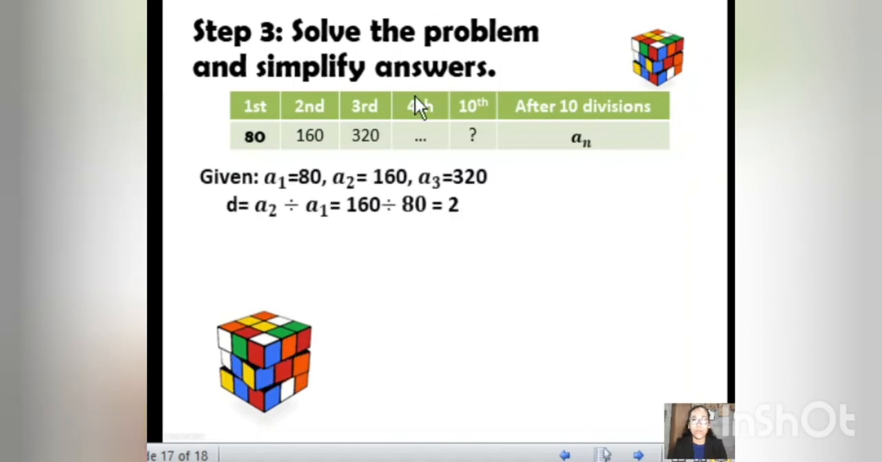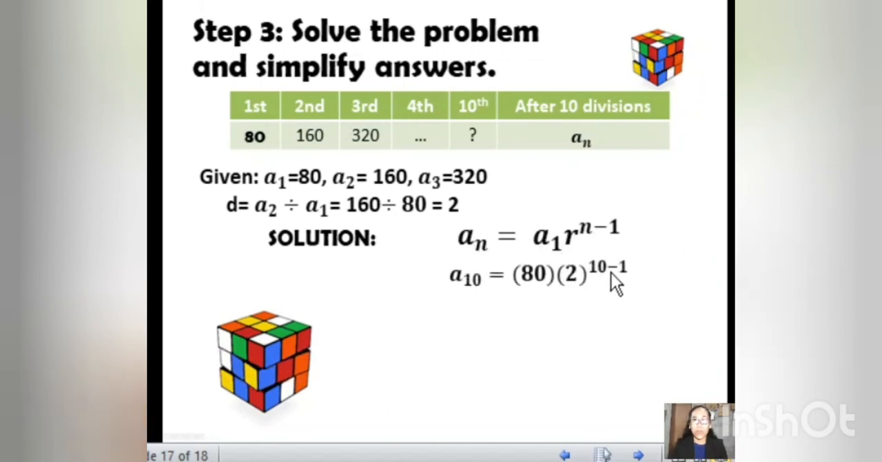So what will be the number of viruses after the 10 divisions? So we have the given, a sub 1 is 80, a sub 2 is 160, a sub 3 is equal to 320. So to get the common ratio, we will divide a sub 2 divided by your a sub 1. So 160 divided by 80 will give you a common ratio of 2. Substituting these given values into the formula, a sub n is equal to a sub 1 times r raised to n minus 1, will give you the following.